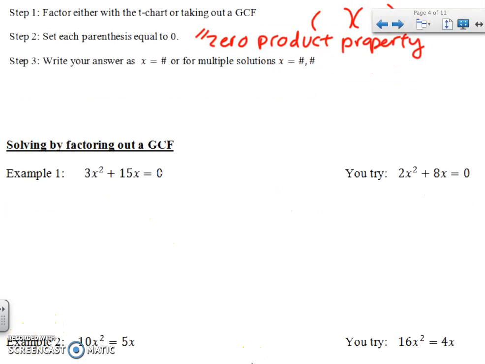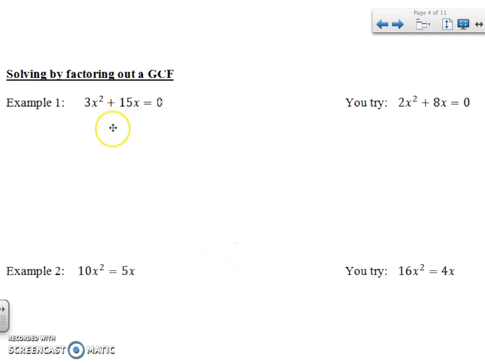So in this first example, I need to find a GCF since I only have two terms. So the only thing that goes into a 3 is a 3 and a 1. And then a 15 would be 3 times 5. So the biggest factor they have in common would be a 3. So I would take out a 3. Out of an x squared and an x, you're going to take out the smallest x value again. And then you're going to divide to see what's on the inside.